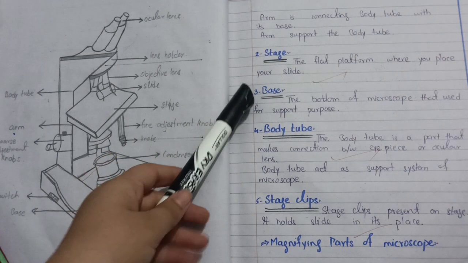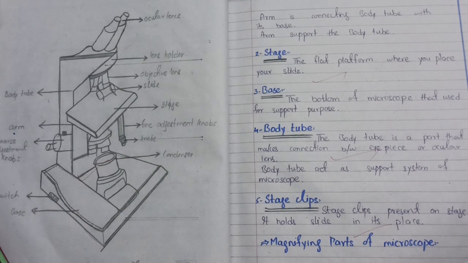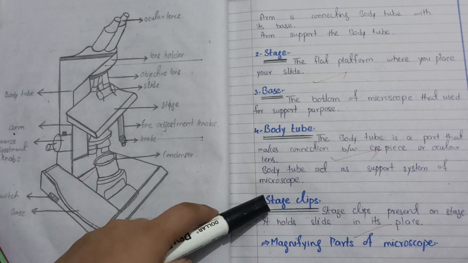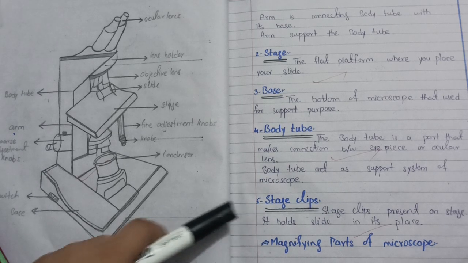The second mechanical part is the stage. It is a flat platform where you put your slide, and then you will clearly see it. On that stage you are given some clips, stage clips. These clips are present on the stage, and they are used to hold the slide in its place.